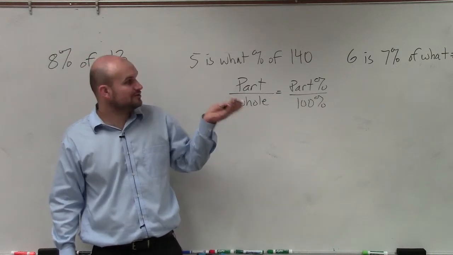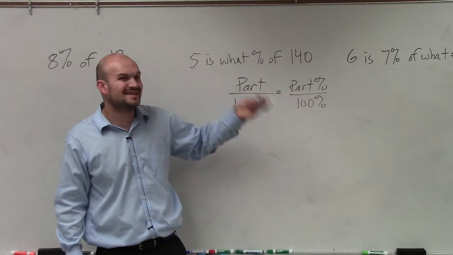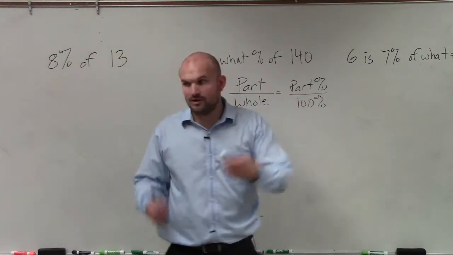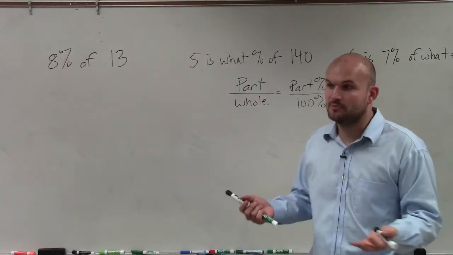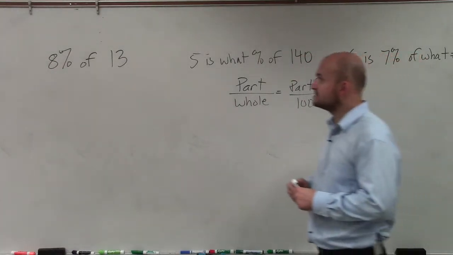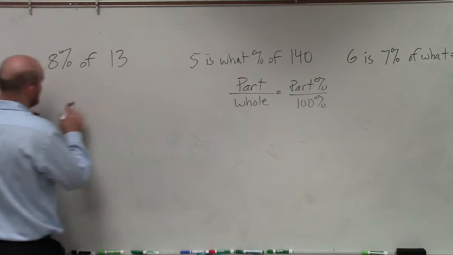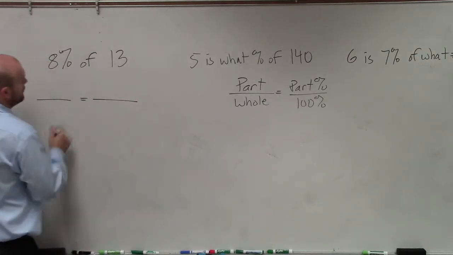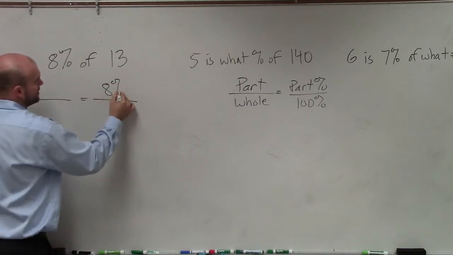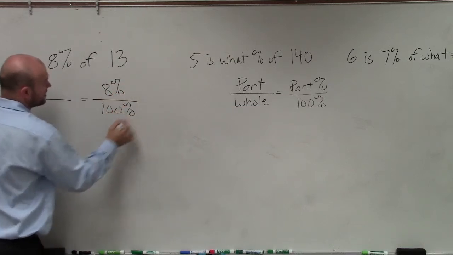So basically, the only thing you guys have to do for these three problems to set it up is to identify what is the part, what is the whole, and do you have a percent? Because you already have 100% in every single one. So this says 8% of 13. So obviously, I set up my proportion. We know that 8% is going to go here. 100% is going to go here.